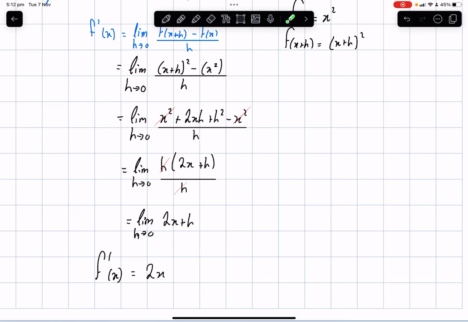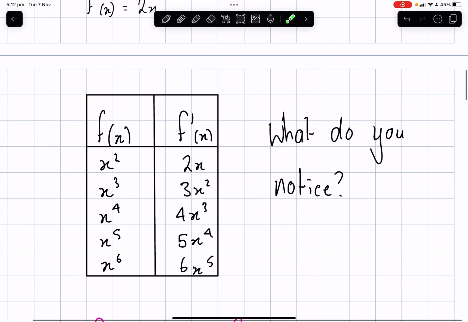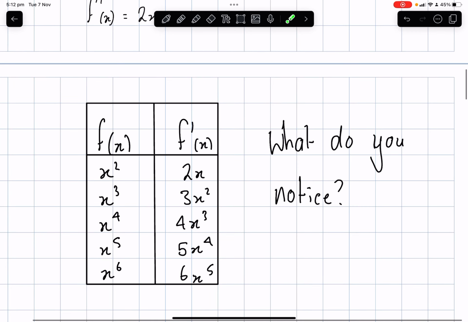So we're going to go through a little way to shortcut this process a bit. Now, I've got a whole bunch of different polynomial terms here. So I've got f of x, my function. So x squared, x cubed, x to the power 4, x to the power 5, x to the power 6. Then I've got my derivative function of each. Now we just showed that for x squared, the derivative function is 2x. In the previous video, my example was x cubed, and we showed that that was 3x squared. Now I've gone ahead and done the other three.